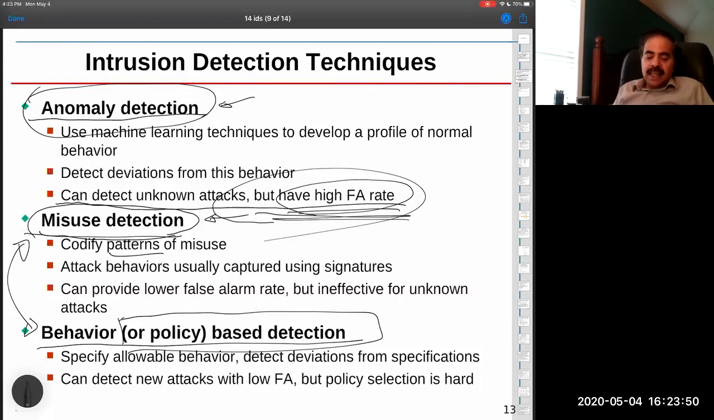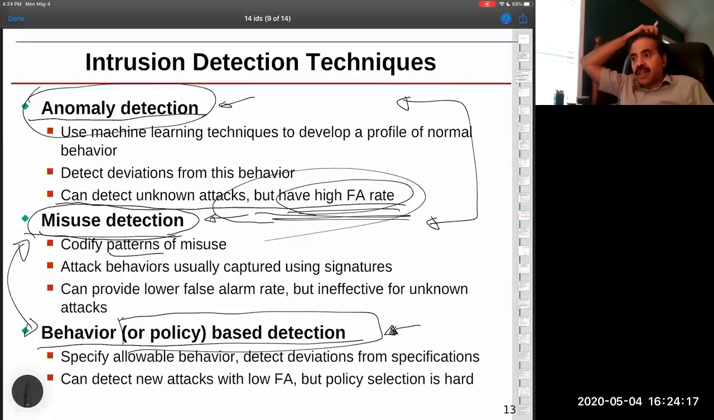And so it is possible to develop these policies that can broadly identify some of the disallowed behaviors without having to be very specific to attacks. But in the real world, by and large, when people talk about intrusion detection, they're talking mostly about anomaly detection and misuse detection.